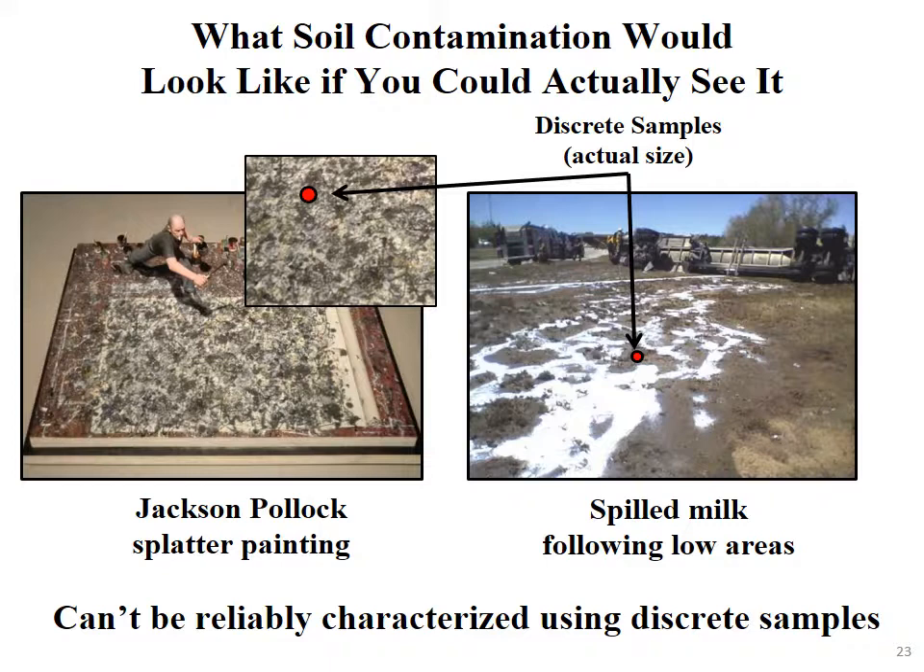On the right is a picture of a milk truck that had spilled over, and you see the milk flowed over the surface and it's following preferential pathways. You see how heterogeneous it is. So imagine trying to investigate this if you couldn't see the milk, but just putting a few discrete soil sample points out here. You might find the core of the contamination.